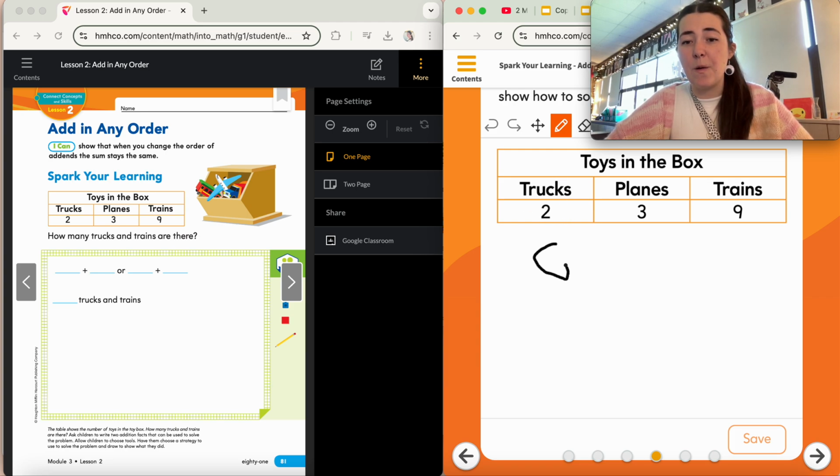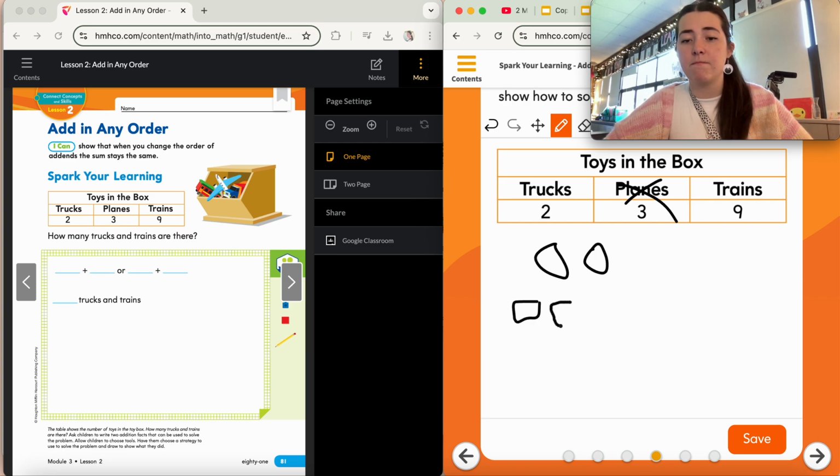2, 1, 2. And then I'm going to do squares. How many squares for trains am I going to do? Remember, we are not even thinking about planes right now. Not even thinking. How many trains? 9 squares. Draw 9 squares with me.